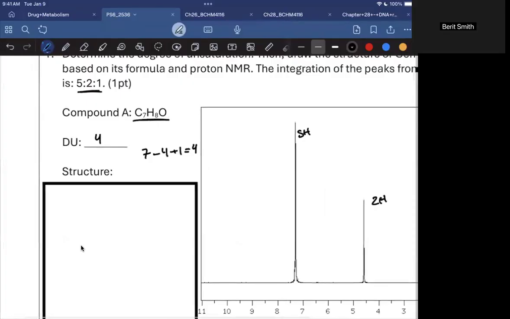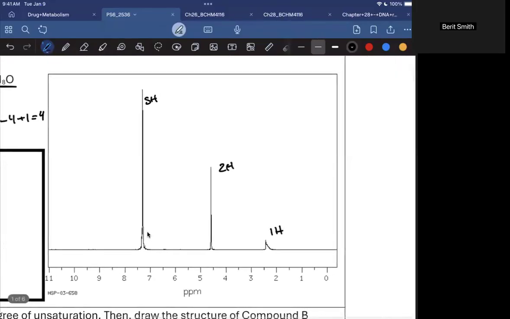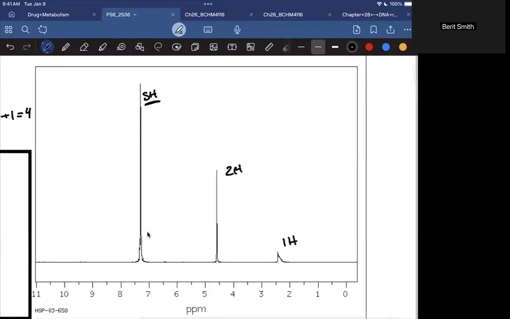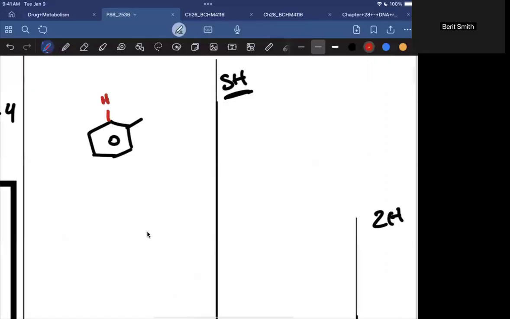And then this is really nice because this DU of 4 just tells you right off the bat that it's going to be aromatic. And you can look over here on the NMR and see these 5 hydrogens. And the only thing that that could be is a monosubstituted benzene, because that's the only way to get these 5 hydrogens equivalent to each other.